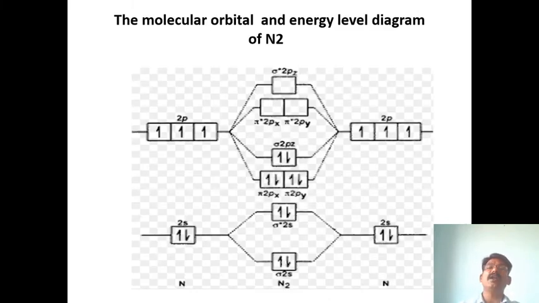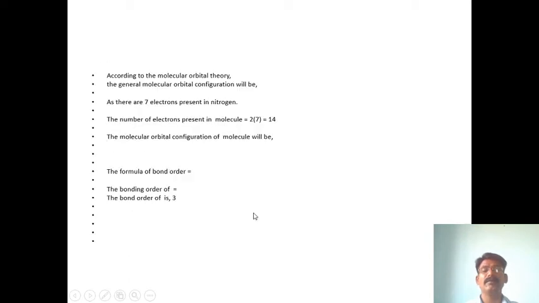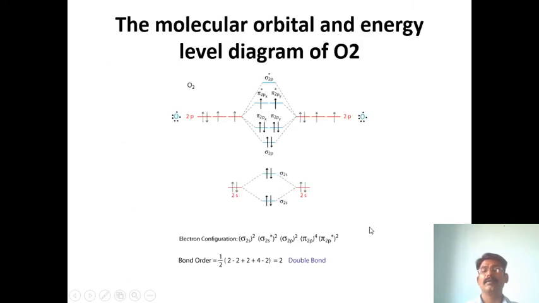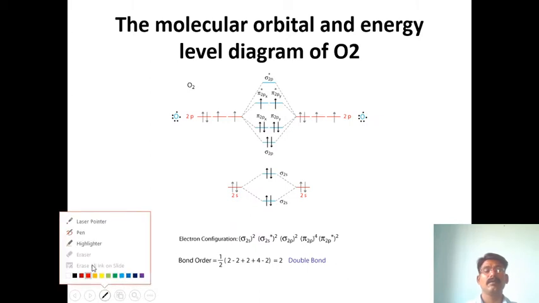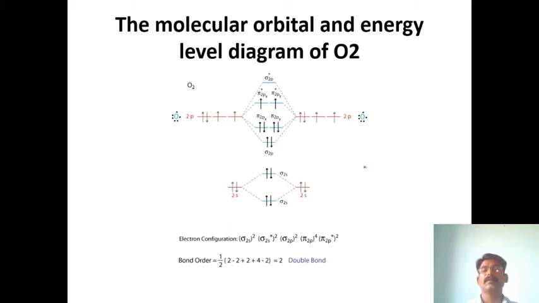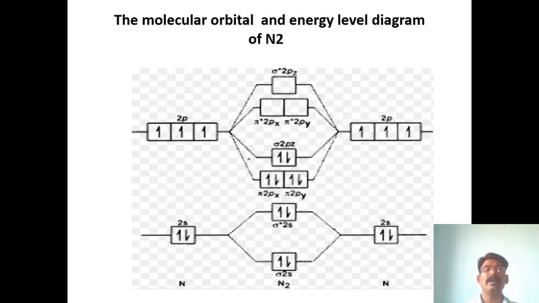Now the molecular orbital and energy level diagram of nitrogen. The question is: draw the molecular energy level diagram, and what is the bond order, what is the magnetic property, they will ask you. So we have to draw this energy level diagram of nitrogen.